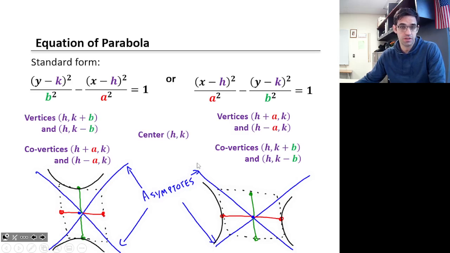And so our asymptotes, we don't need to use the equation to find the asymptotes anymore. Since we know our vertices and covertices, we can just draw that imaginary rectangle. If we imagine the vertices and covertices are the midpoints of the sides of a rectangle, the asymptotes just go through the diagonal corners of that rectangle. That's all it really is. So if you know your vertices and covertices, you can just sketch your asymptotes without having to do anything fancy.